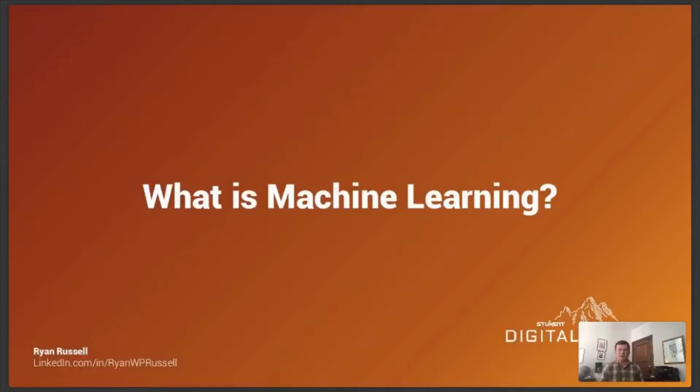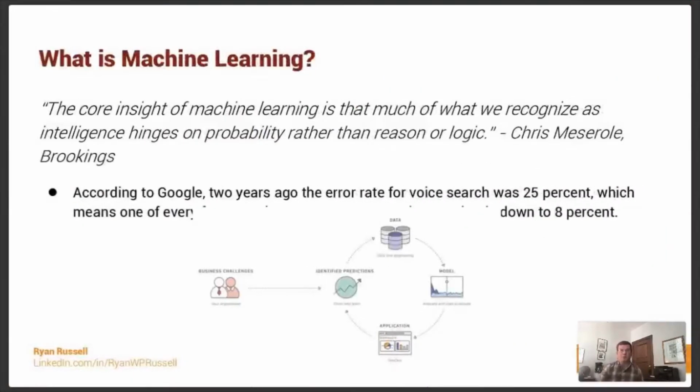As professors, when we put our heads in the sand on something like this, it's doing our students a massive disservice as well. And so I want to talk to you really quick about what machine learning actually is and why machine learning needs our attention. So the core insight of machine learning, as Chris from the Brookings Institution says, is that we recognize that intelligence hinges more likely on probability rather than reason or logic, right?